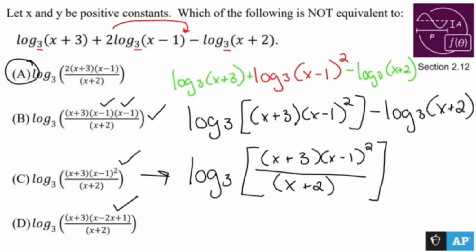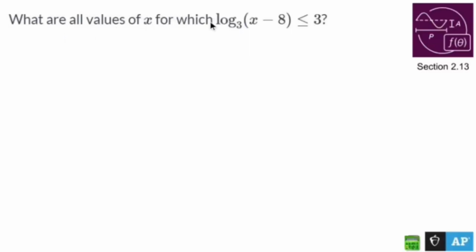Isn't that fun? Logs. What are all the values for x for which log base 3 of x minus 8 is less than or equal to 3? All right. First things first. I am not allowed to plug in specific numbers. And I know that whatever this is, if I have a log base b of x minus h, whatever h is becomes my vertical asymptote. So I am not allowed to plug in anything that is 8 or below. I'm not even allowed to plug in 8.